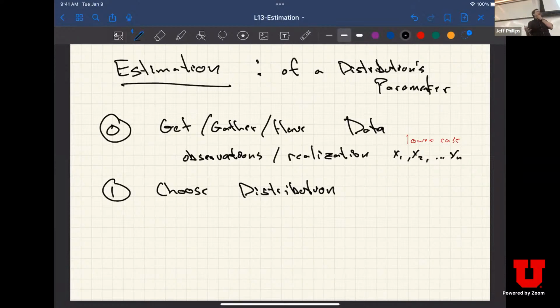I need to say, do I think this is a normal distribution, or is it a chi-squared distribution, or is it an exponential distribution? When I estimate the parameters, I need to choose a distribution. Okay, so I've kind of given you the tools to do this, but we haven't spoken about it.